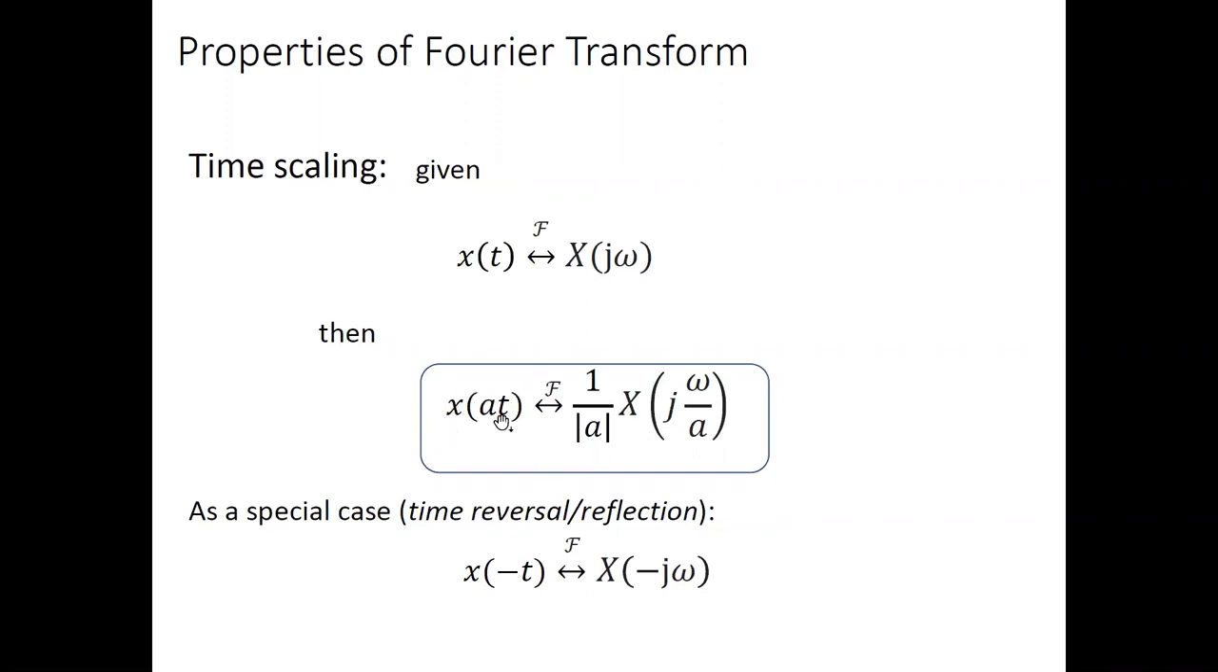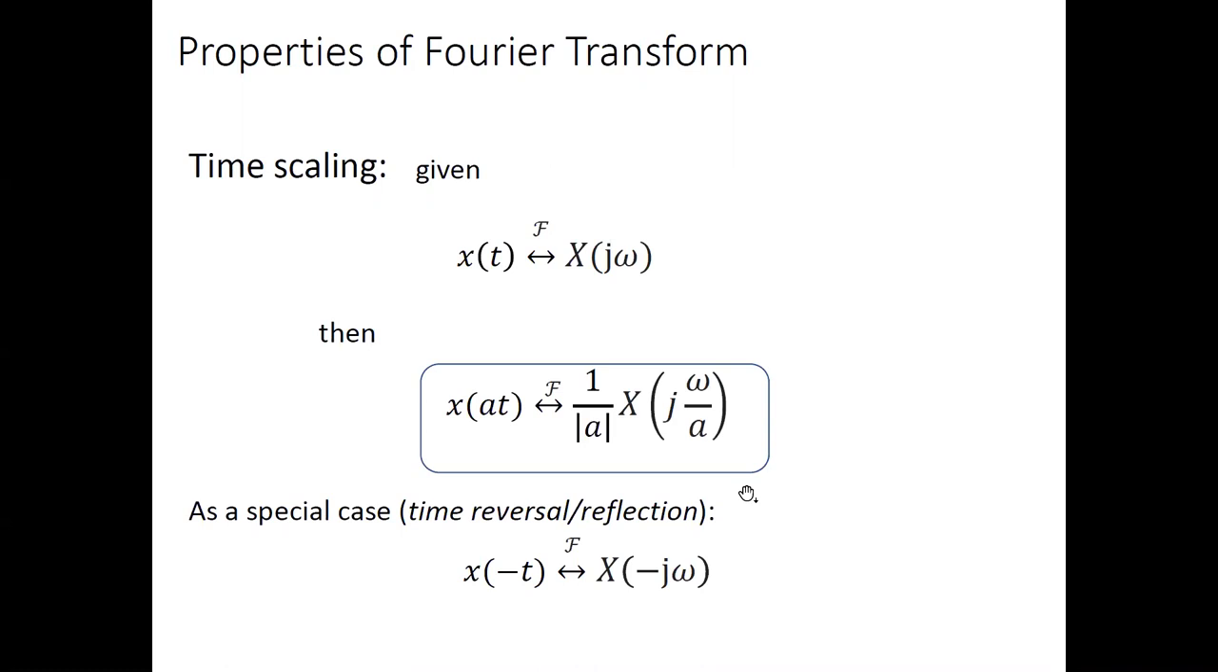We take the Fourier transform of x of at, and the result is capital X, originally a function of j omega. Because this j is a constant, we only focus on the variable omega. After time scaling, we just need to replace this omega with omega divided by a. And the additional coefficient we need to add is 1 over the absolute value of a, because a can be positive or negative. So that's why we need the absolute value. This holds for positive and negative a.